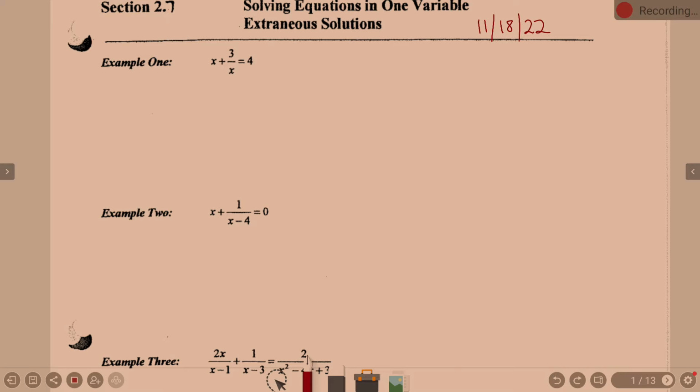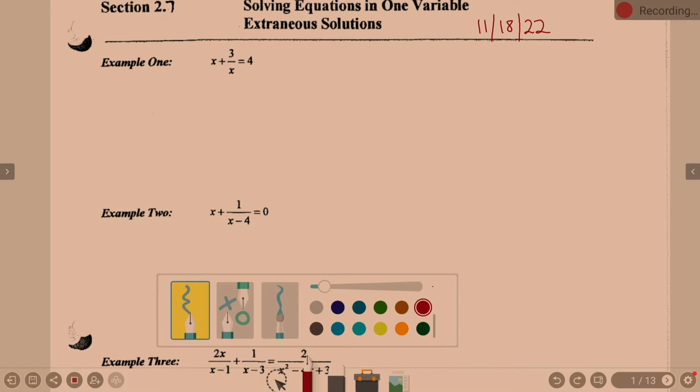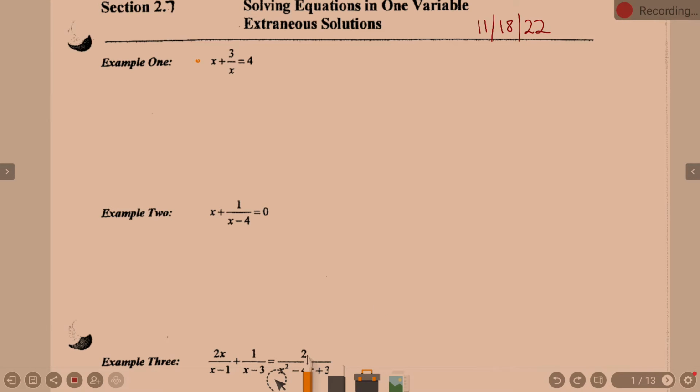So example 1, x plus 3 over x equals 4. Well, solve for x. We're going to multiply by x. And why are we multiplying both sides by x? We're going to get rid of that fraction. We want to get rid of the denominator. To get rid of a denominator that is being divided by x, we multiply by whatever the denominator is. Now, I can't multiply just that fraction by x. We multiply everything by x, right?